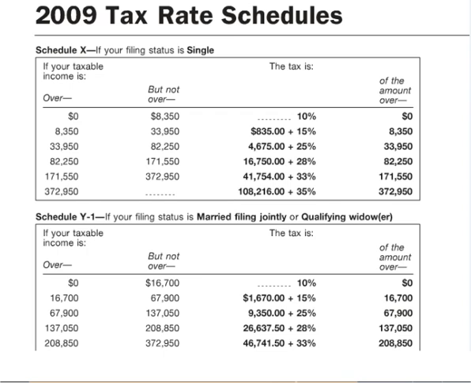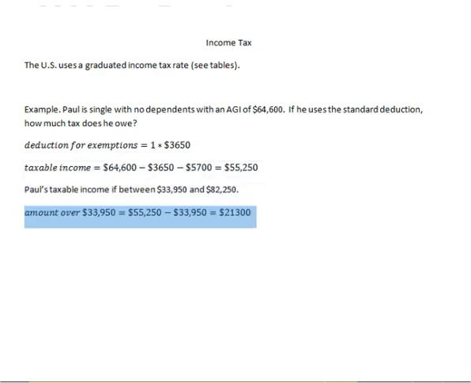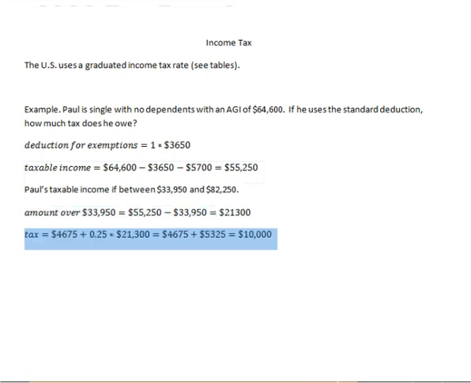And his dollar amount will fall between the $33,950 and the $82,250. So that tells us that our tax is going to be $4,675 plus 25% of the amount over $33,950. So if we first find the amount over $33,950, it's $21,300. So our tax will be the $4,675 plus 25% of $21,300, which is $5,325, for a total of $10,000.